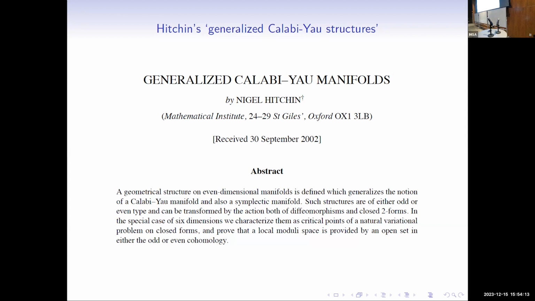And maybe I'll just say one thing. As amazing and far-reaching as this paper is, the terminology did not last. My theorem statements would be completely incomprehensible if I had to call them generalized Calabi-Yau structures. I'd be talking about generalized Calabi-Yau manifolds or something. So a generalized Calabi-Yau structure is really a generalized complex structure. That's really what we call it now, more or less.